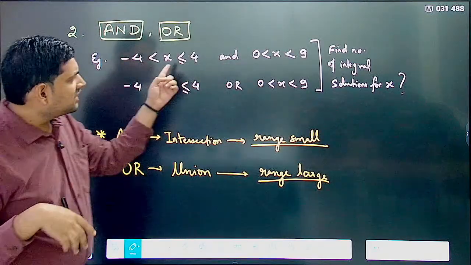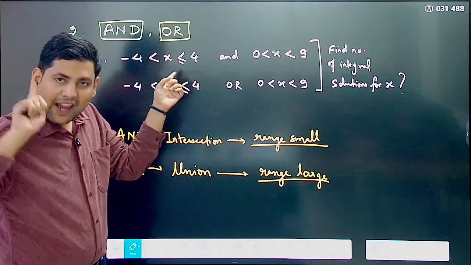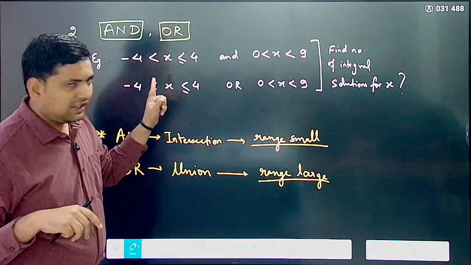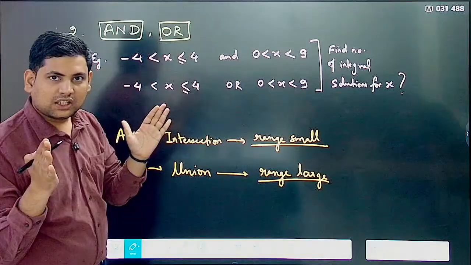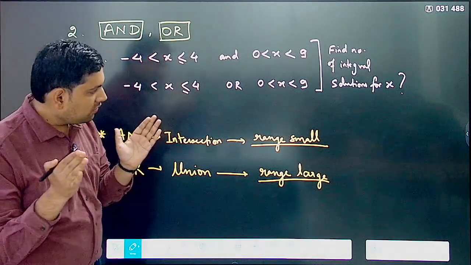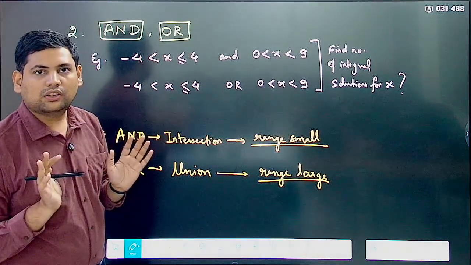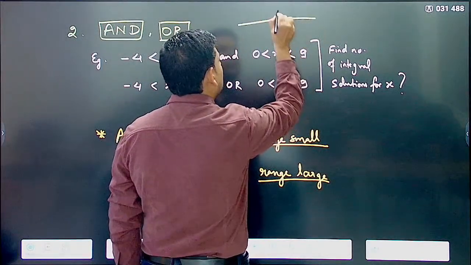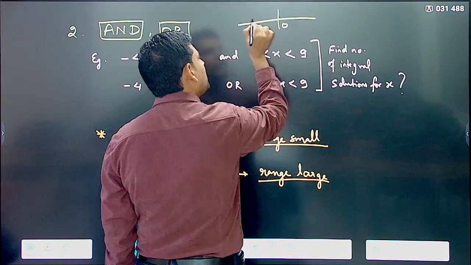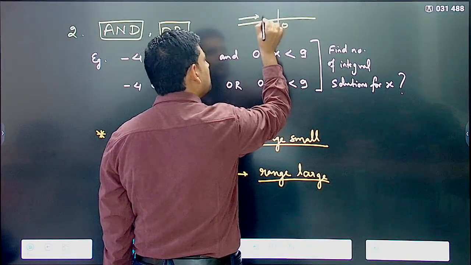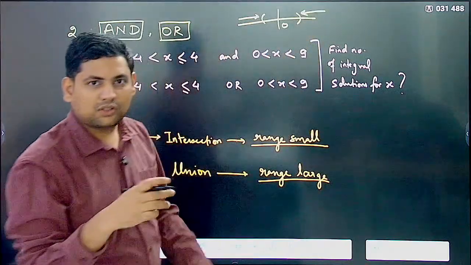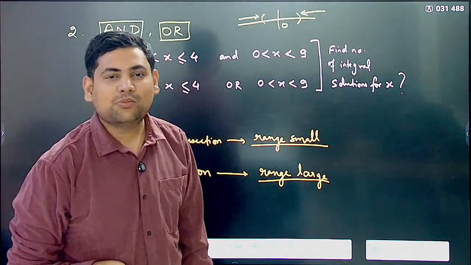Now, what does this equality mean? That means x can be exactly 4 also. Now, what I said, if it is an AND case, you try to make the range smaller. Correct? You understand this? Now, let's do. So let's say this is 0. From the negative direction, I will try to move towards this direction, and from the positive direction, I will try to move in this direction, so that the range is as small as possible.